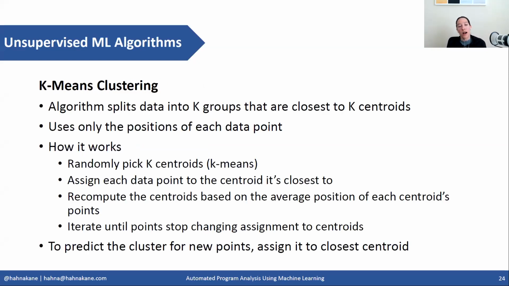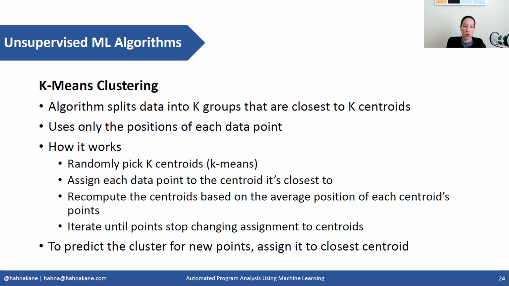With k-means, what this algorithm is essentially doing is splitting the data into k groups that are closest to k centroids. I'm going to illustrate this on the next slide, so don't be too afraid of what exactly a centroid is. But you have k groups, and each group is going to have a centroid, a center point for that group. And it's essentially clustering the data based on the position of each data point.